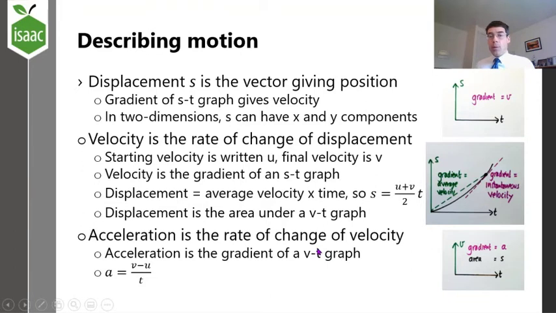Acceleration, as I'm sure you're aware from GCSE, is how rapidly the velocity is changing. So if we have, for example, an acceleration of 5 meters per second squared, what that means is every second you gain 5 meters per second of velocity. So if you started at 0, 1 second later it would be 5, another second later it would be 10, then 15, then 20, then 25, every second gaining 5 meters a second of velocity.